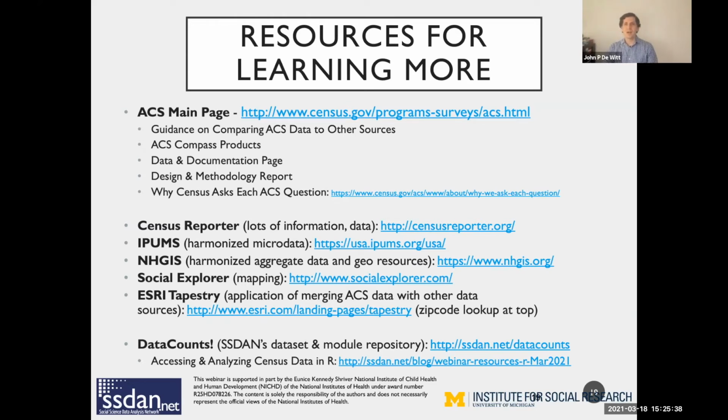And if you ever want to see how companies might use something like ACS data outside of just the scholarly research side of things, or for policy, Esri, which is known for its mapping products, has created something called Tapestry, where you can look up zip code by zip code and pull up some of the market segment analysis traits for each zip code in the country. And so if you ever want to see how ACS data might be merged with some other data sources to provide contextualized information, that's another great resource.